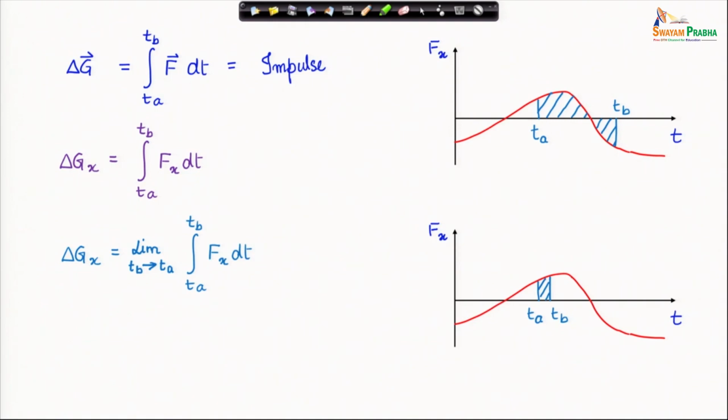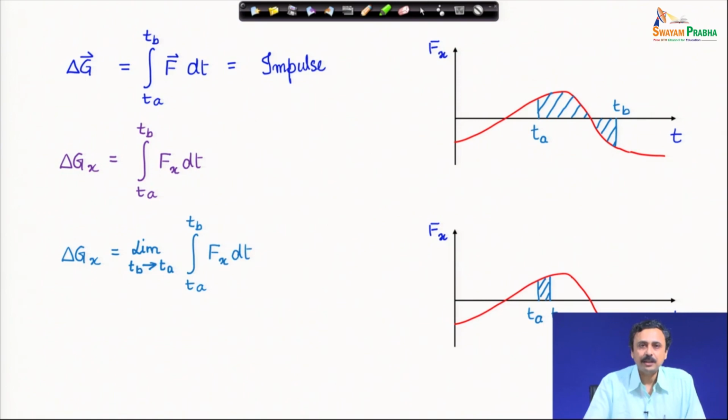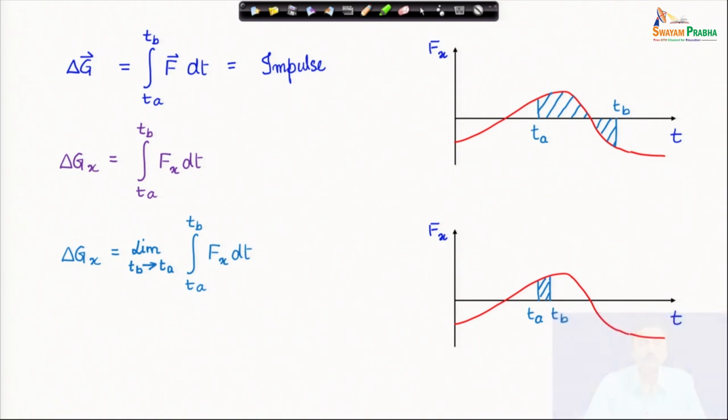Let us consider the situation: what happens when T B slowly tends to T A? The integral is nothing but the area under the force-time curve. Impulse is therefore the integral of the force-time curve, the area under the force versus time curve. That area under this curve is the impulse.